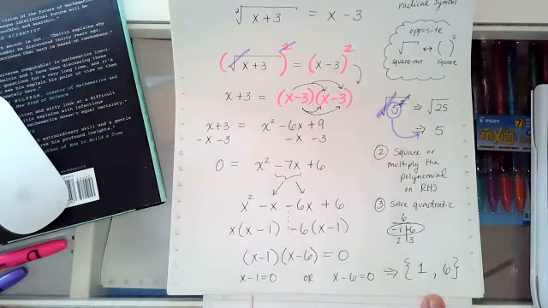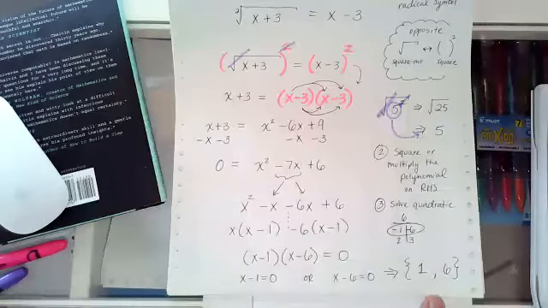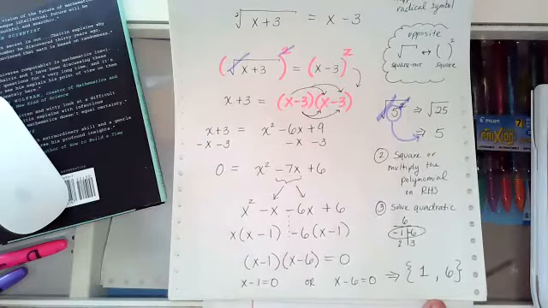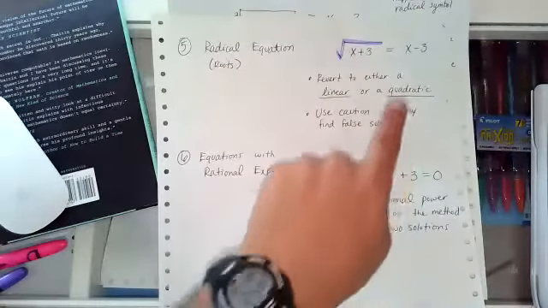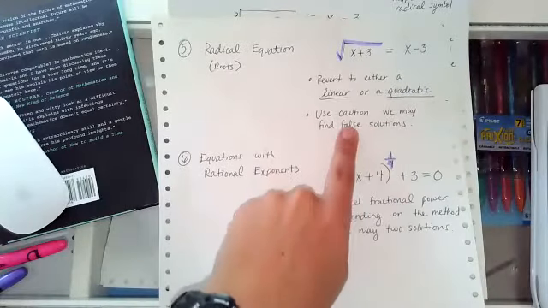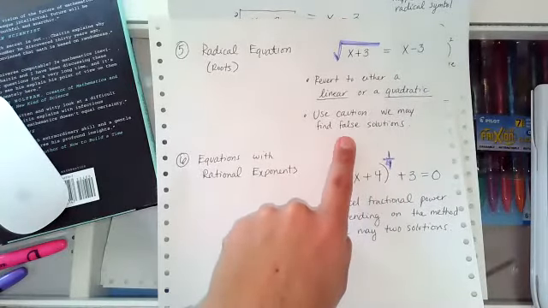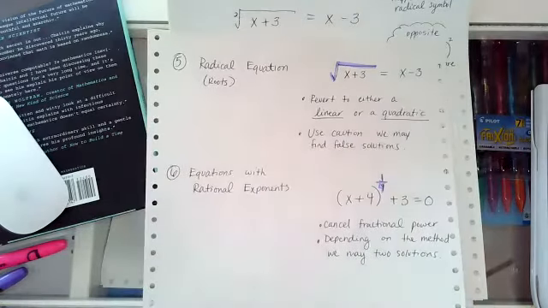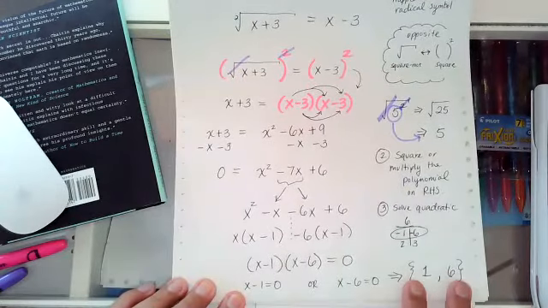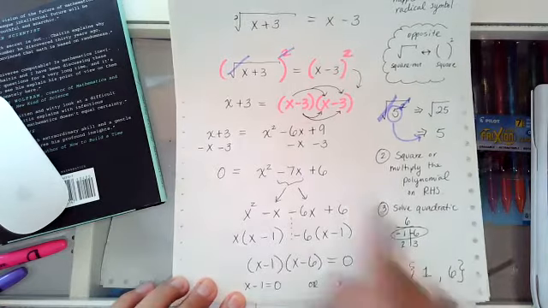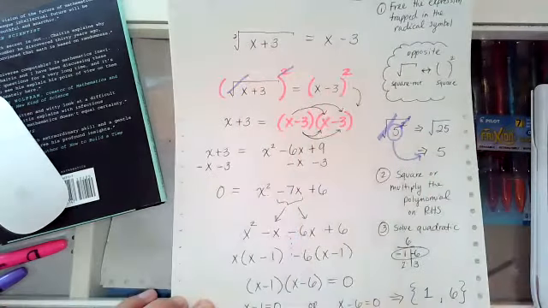Does anybody have any questions there? Okay. Well, with radical equations, I said that they will revert to either a linear or a quadratic equation. In this case, we saw a quadratic equation. But we need to use caution with these solutions because we may find false solutions. So with radical equations, we have to check them. And the way we check any equation is to take our proposed solutions, or our potential solutions, and substitute them back into the original statement to see if we get a true statement.